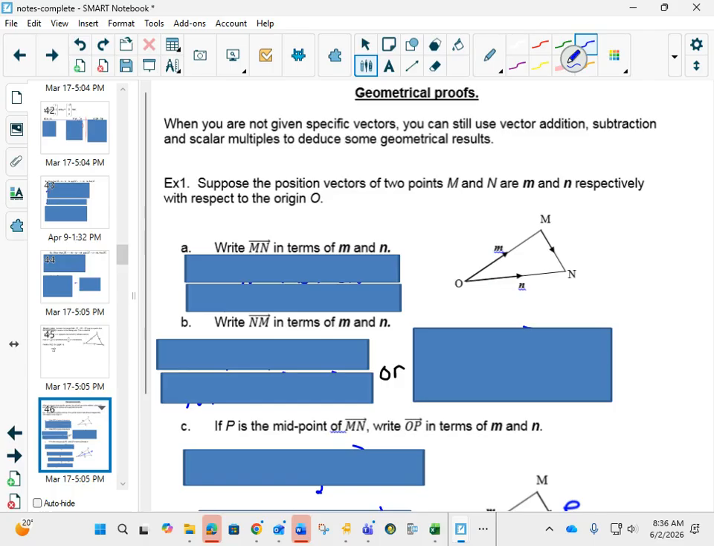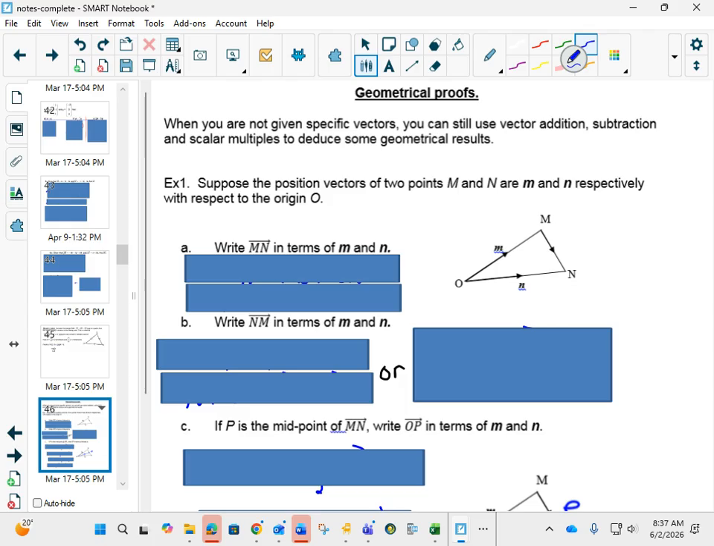So we're going to do a few geometrical proofs using vectors. And it says when you're not given specific vectors, you can still use vector addition, subtraction, and scalar multiples to do some geometric results. So suppose the position vectors of two points M and N are given right here. So we know the position vector M and we know the position vector N. We can do all sorts of things with only those two vectors.